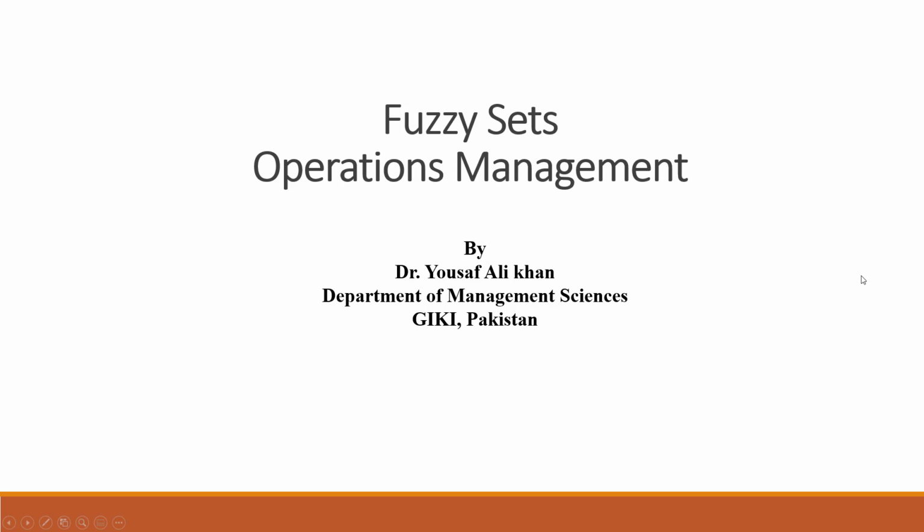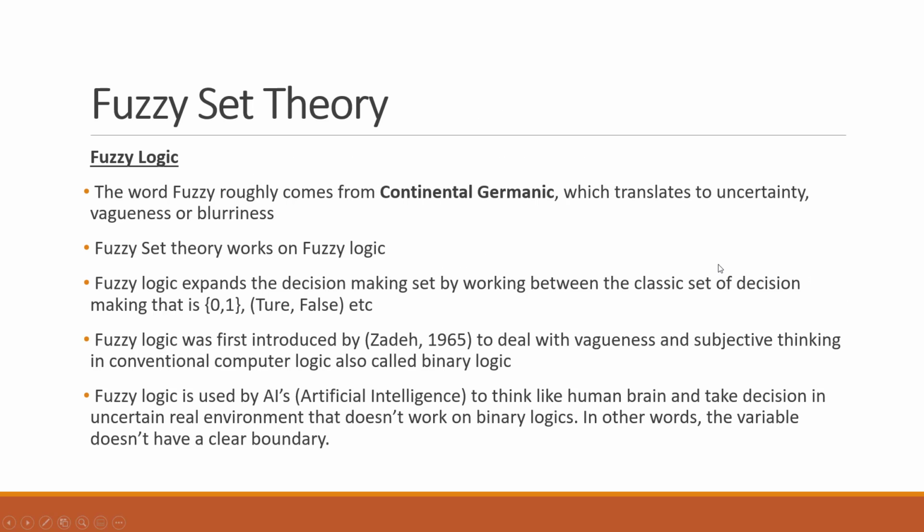So fuzzy set theory, the word fuzzy basically came from continental Germanic, which translates to uncertainty, vagueness, or blurriness. So what is uncertainty? When we do not know what the possible outcome will be. For example, if you throw a coin, you know the possible outcome. It will be a head or it will be a tail. If you throw a die, you know the possible outcomes. So in a situation when you do not know what the possible outcomes are, in that case we will be using fuzzy set theory.